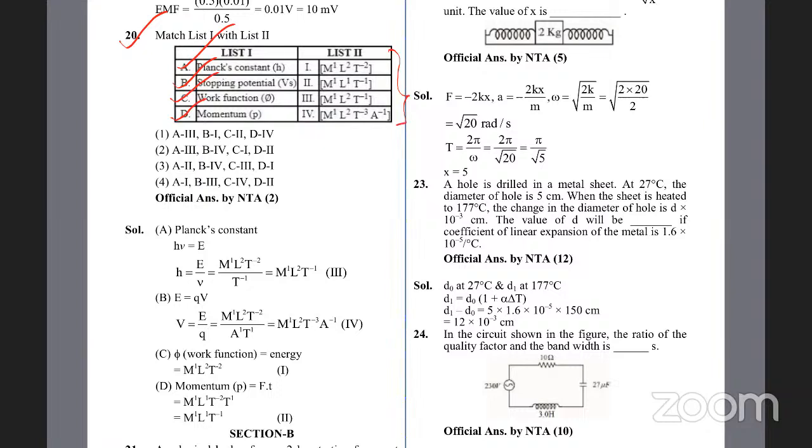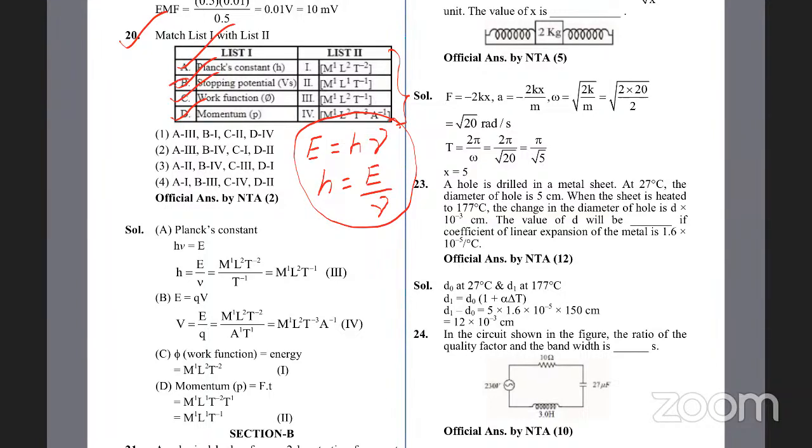So for Planck's constant, you use E is equal to h nu. So the Planck's constant is energy by frequency. Energy is M L square T to the power of -2. The frequency is 1 by T. So using this concept, you can write the dimensional formula of Planck's constant.